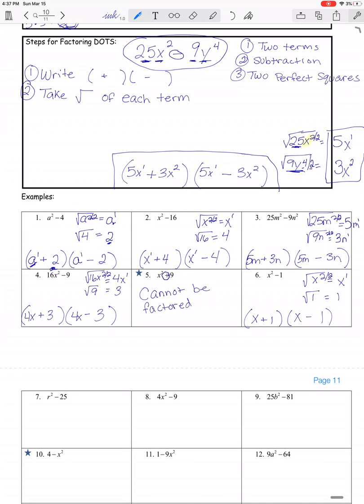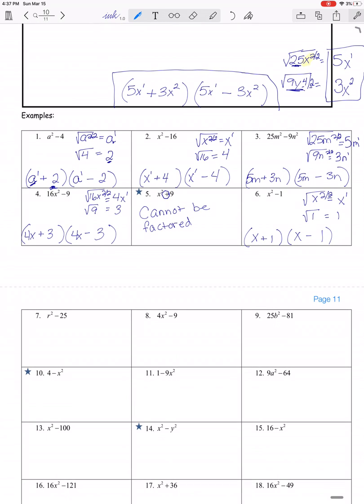So now I want you to try some on your own. Why don't you try 7, 8, and 9 on your own. So you're going to hit pause on the screen. And when you hit play, we'll go over it and we'll see if your answers are correct.